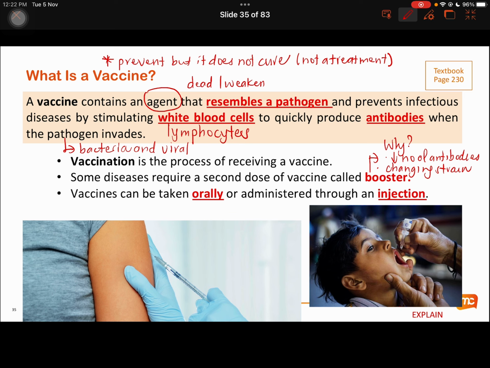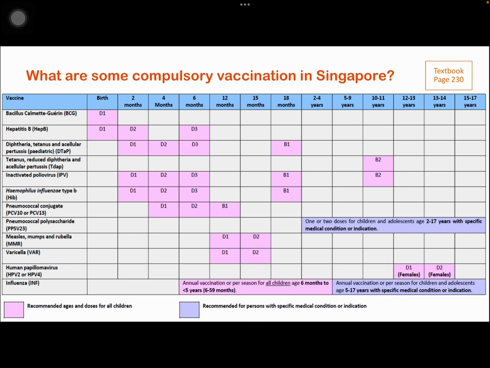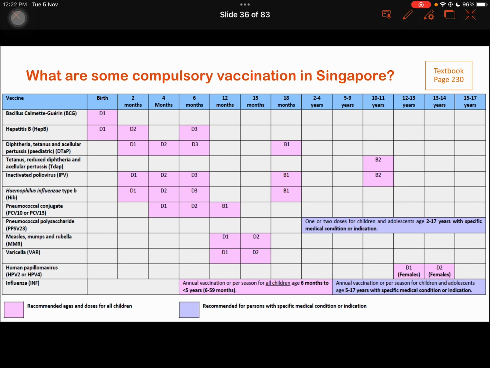Some vaccines can be taken orally, but mostly they are administered through injection. Since the moment we are born, Singapore makes it compulsory for us to receive a wide range and number of vaccines. And this is the table where you can see the different vaccines that you and I have received from the moment we are born till today.